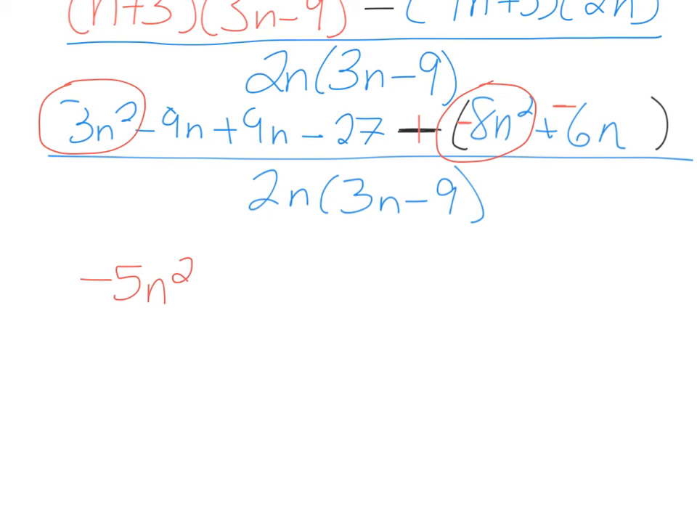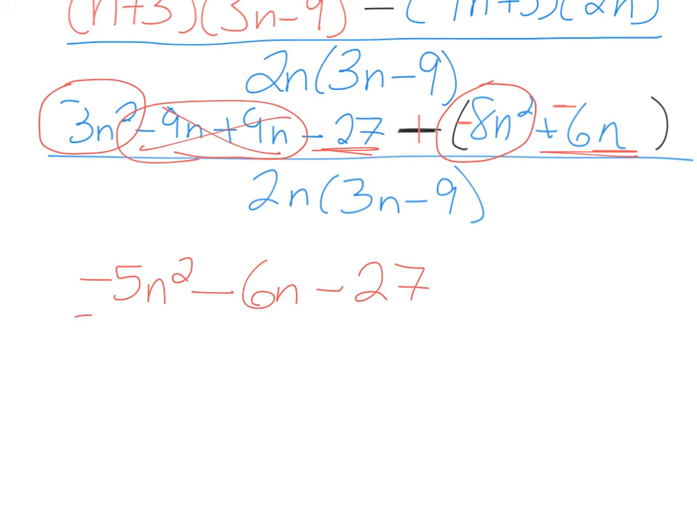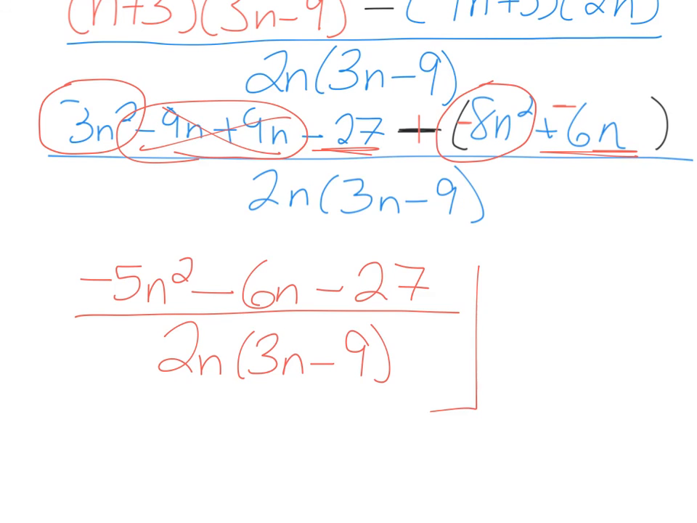I have a minus 9n and a plus 9n. So those are just going to cancel out, leaving me with this negative 6n. And then we have our minus 27 all over our denominator. All right. There you go.